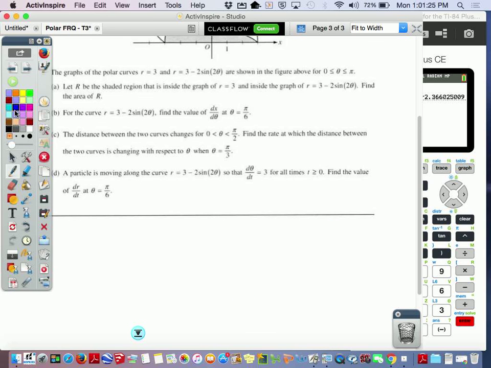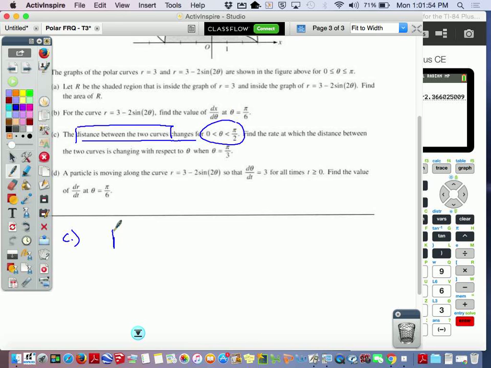Question C. It says the distance between the two curves changes for theta between 0 and pi over 2. Find the rate at which the distance between the two curves is changing with respect to theta when theta is equal to pi over 3. This question feels a little bit out of left field. It's not very consistent. So first thing, let's talk about the distance between the two curves.